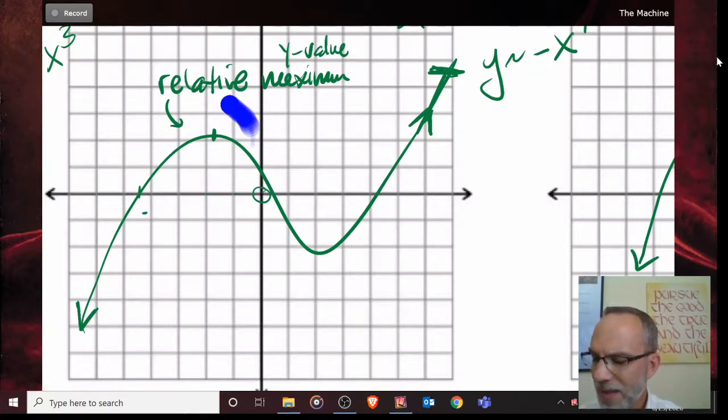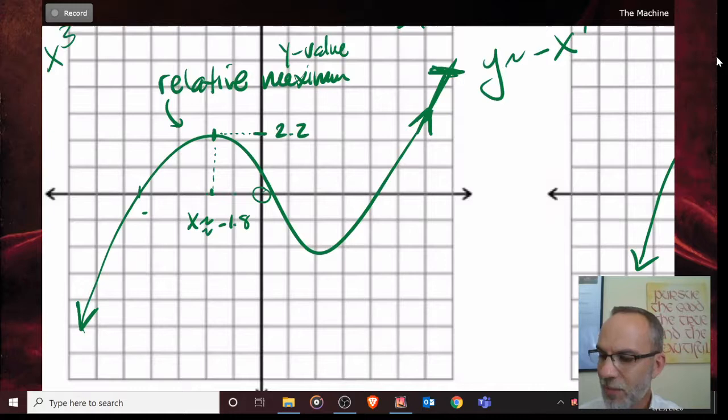Okay, relative maximum. Now, where it occurs is the x value. So if I'm going to say where it occurs, I would say it occurs when x is approximately negative 1.8 or something like that. What is the relative maximum y value? It looks like it's maybe 2.2. So I have a relative maximum at x equals negative 1.8, and the relative maximum value is 2.2. Keep in mind, where it is, is the x thing. What it is, is the y thing.